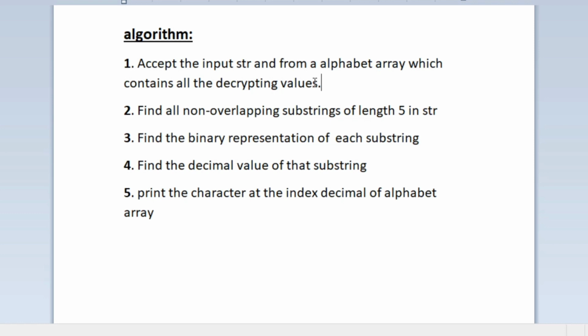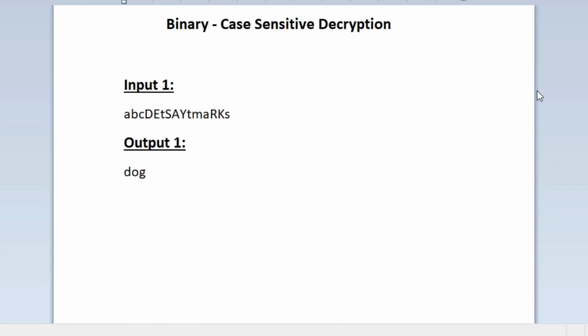And then first our task is to find all non-overlapping substrings of length 5 in str. And then for every non-overlapping substring we have to find its binary representation as per the conditions given in the question. And then for each binary substring we have to find the decimal value of that binary substring. And then using that decimal value we have to print the character at the index of decimal in the alphabet array. Suppose if the decimal value is 1, then we have to print the first character in alphabet array. Suppose if decimal is 20, then we have to print the 20th character in the alphabet array.